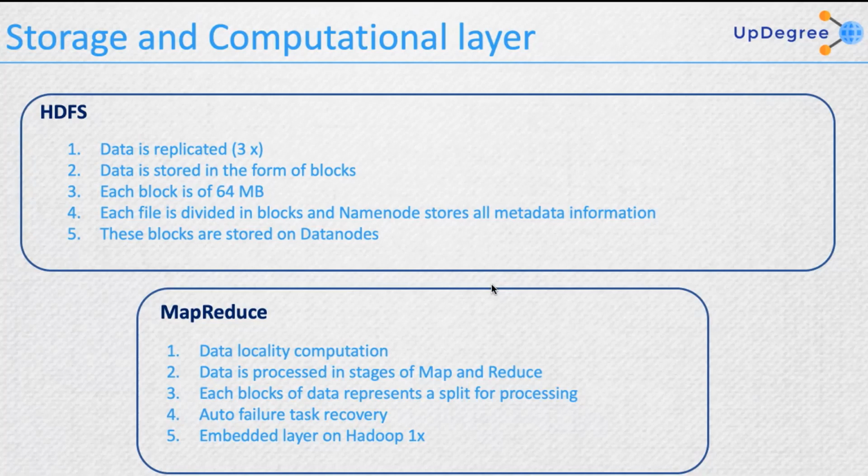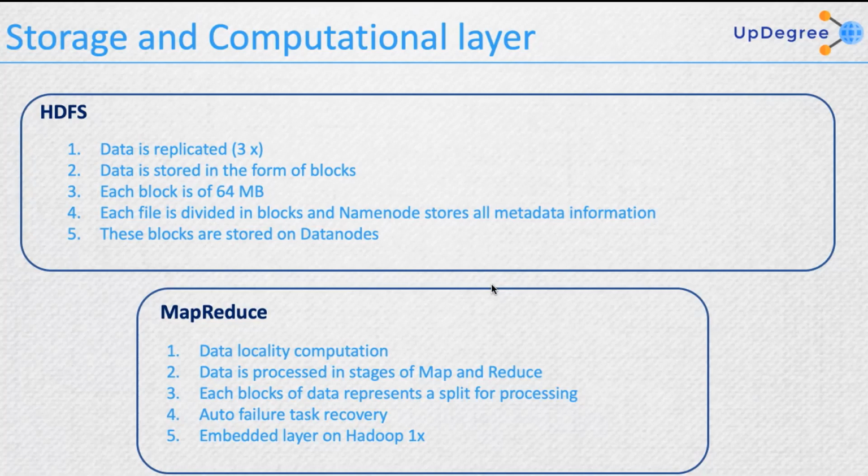Data is stored in the form of blocks. If you are storing one file, how do you make sure that the file is stored on n number of machines in a distributed fashion? Of course, you need to divide the file, and that division of the file is called blocks, and each block is 64 MB. It is configurable, so you can configure your block size, but with 1x by default it is 64 MB, while in 2x we'll see that it changes. Each file is divided into a number of blocks, each of 64 MB, and then your file will be stored on n number of machines.